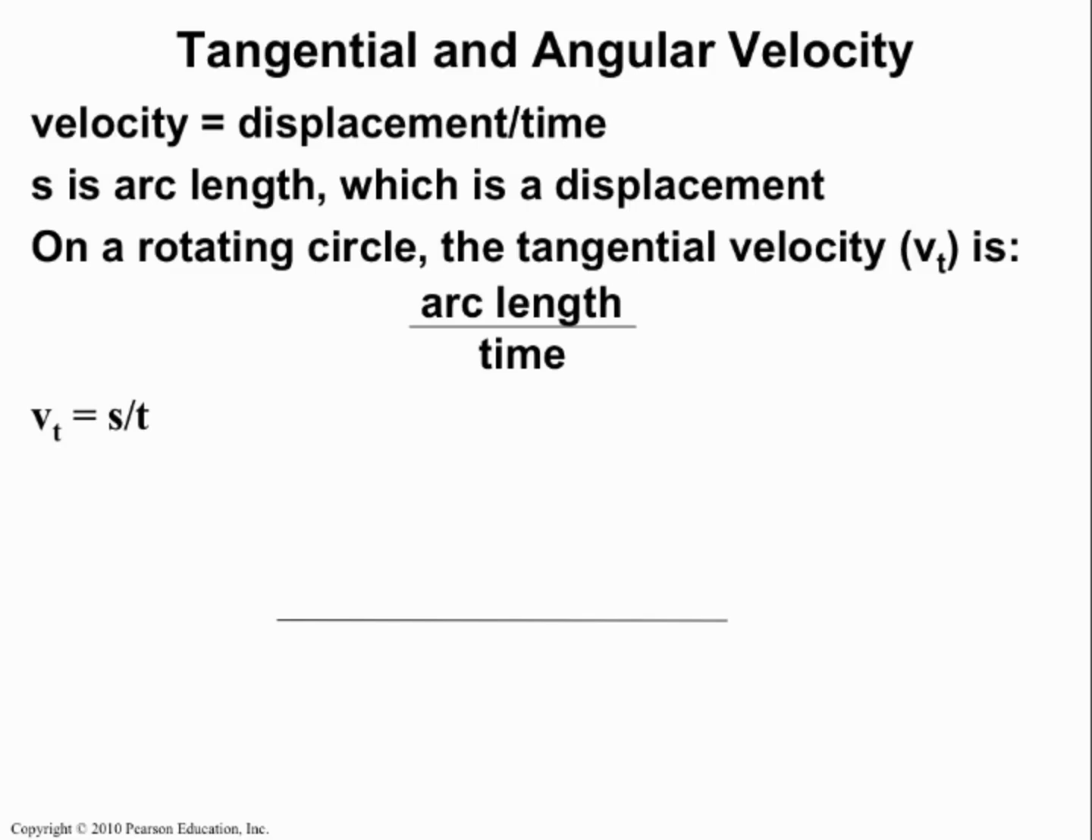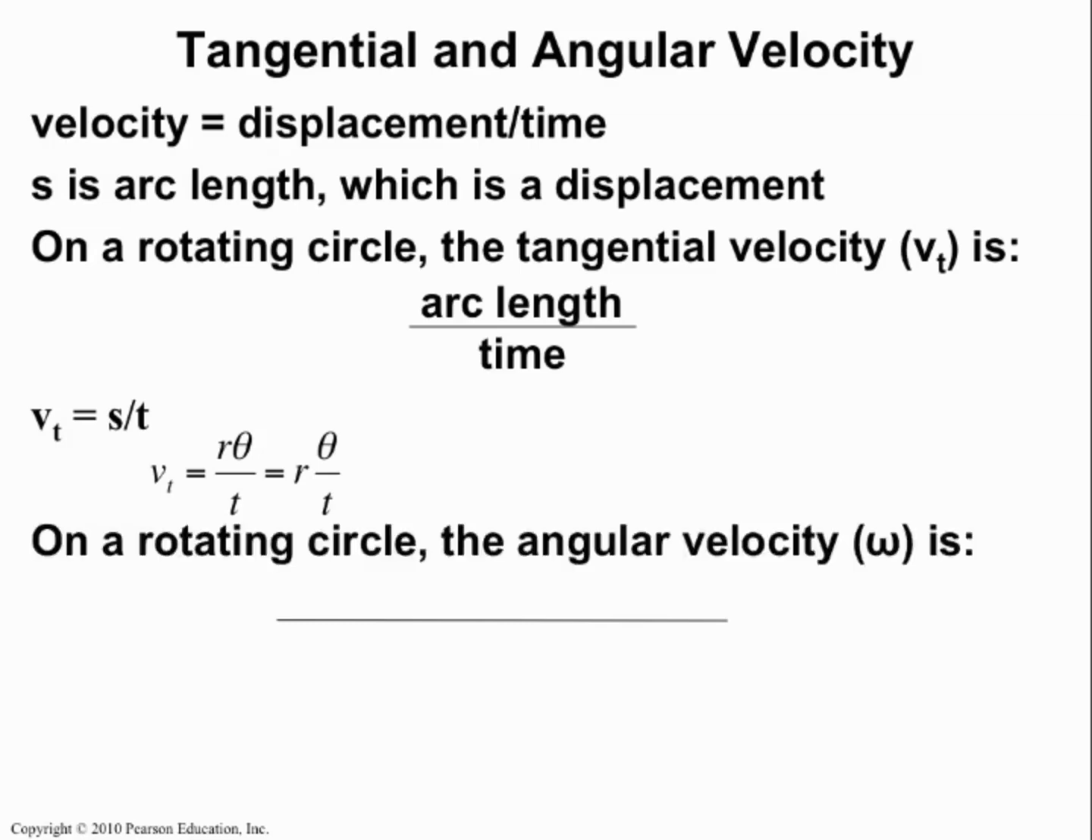Now that s is our symbol for arc length. We've also been using it all year as a symbol for displacement. And so it makes sense. V sub t equals s over t, displacement over time. All right, now using what we proved in the previous screens, we can replace s with r theta, and so we have v sub t equals r theta over t, which in turn is the same exact thing as r times theta over t. Now we'll see why that's important in just a second.